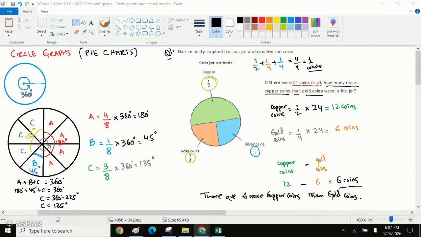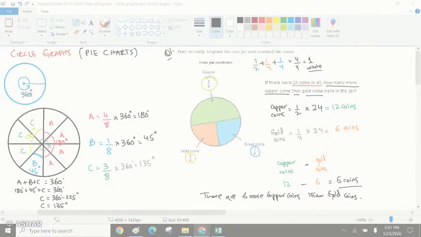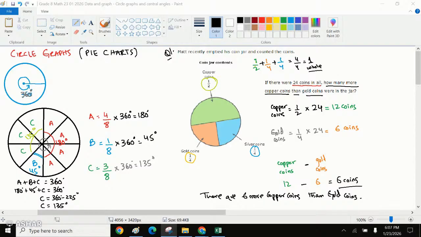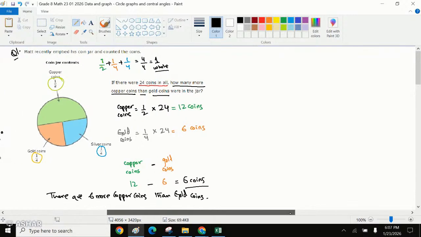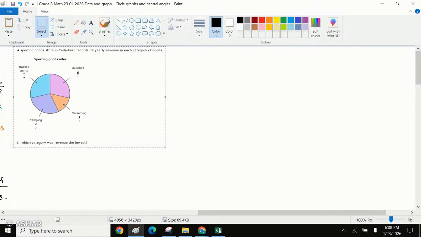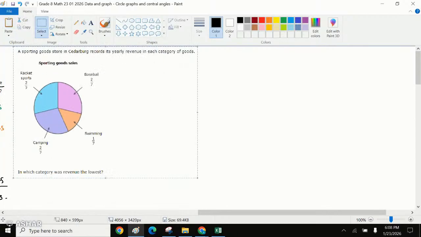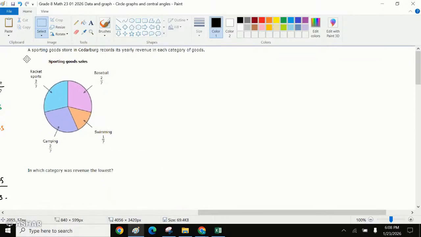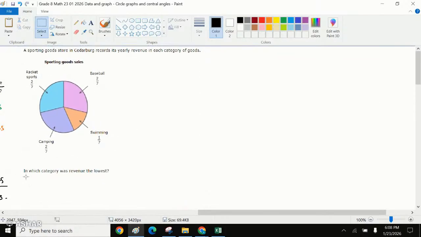Okay. Moving ahead to the next question. The next question says, a sports goods store records its yearly revenue in each category of goods they sell, right? And let me just copy it on the screen. This was our question number 1. Let's say this is our question number 2. Yearly revenue.